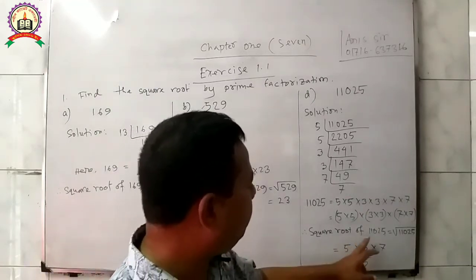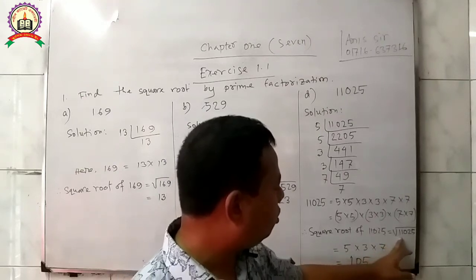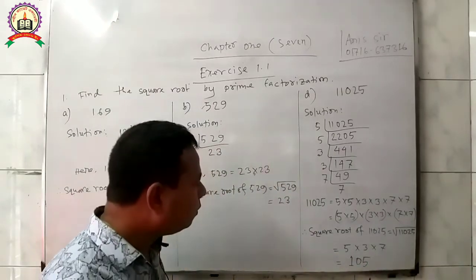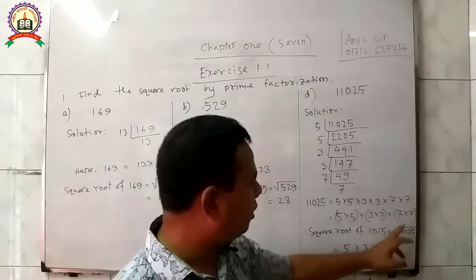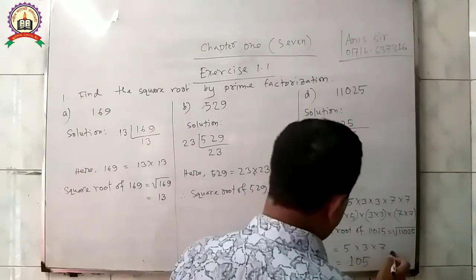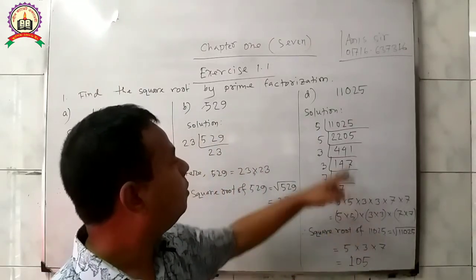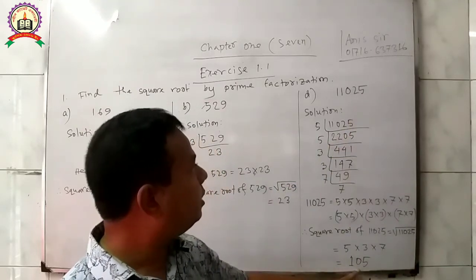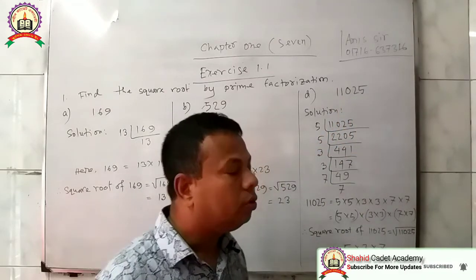So the square root of 11,025, we can write in this way: from the first pair we get 5, from the second pair 3, and from the third pair we get 7. 5 into 3 into 7 is equal to 105, and 105 is the square root of 11,025.